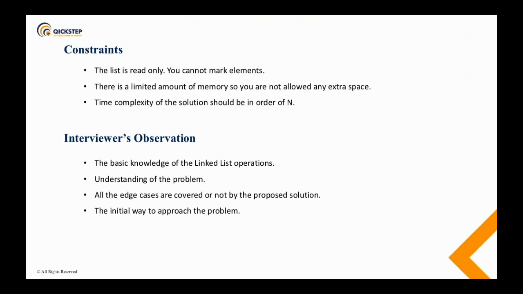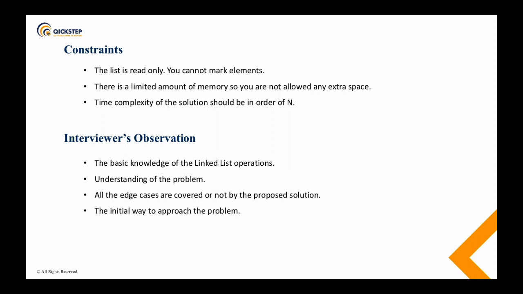The constraint could be that the list is read only. By read only we mean that we cannot mark any elements. So when you traverse the linked list you are not allowed to mark whether or not you have visited a particular node. The second constraint could be that there is a limited amount of memory. So you cannot keep track of all the nodes that you have already visited, since you have limited space and you're not allowed any extra space in your program. And the third and the most important constraint would be that the time complexity of the solution should be in order of n. I mean you have to solve it in the best possible way.